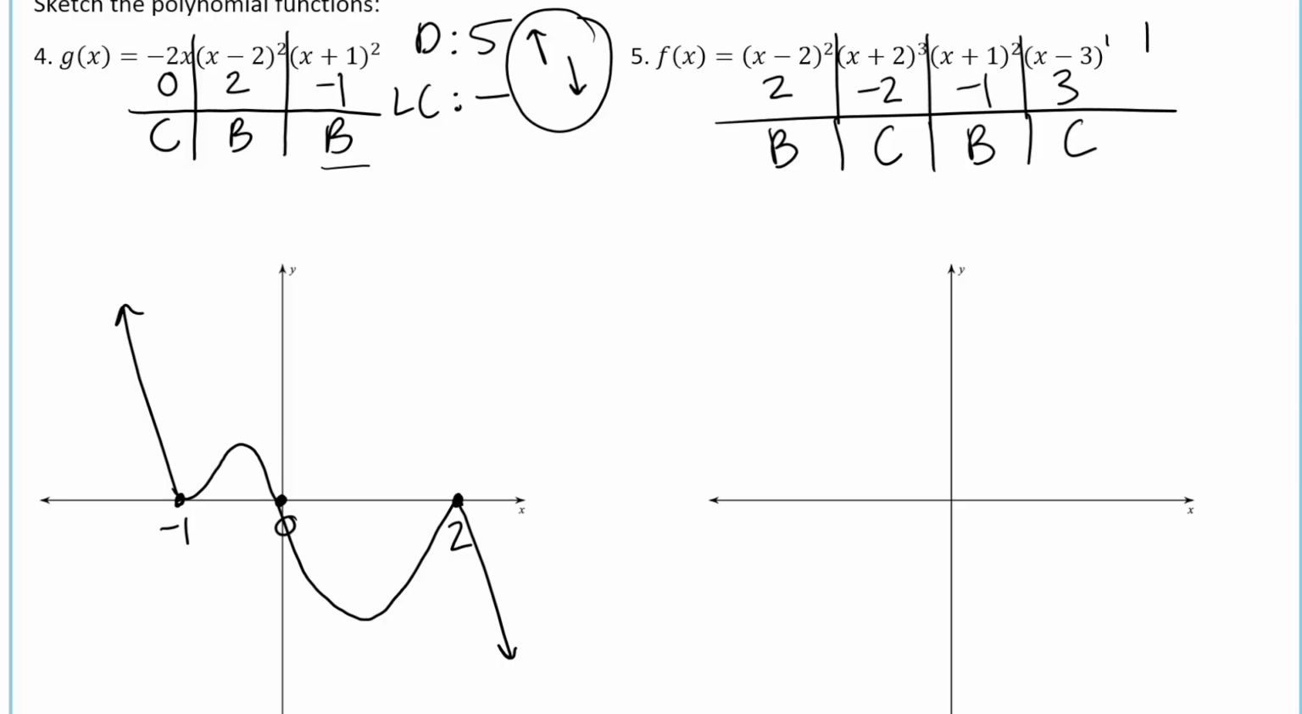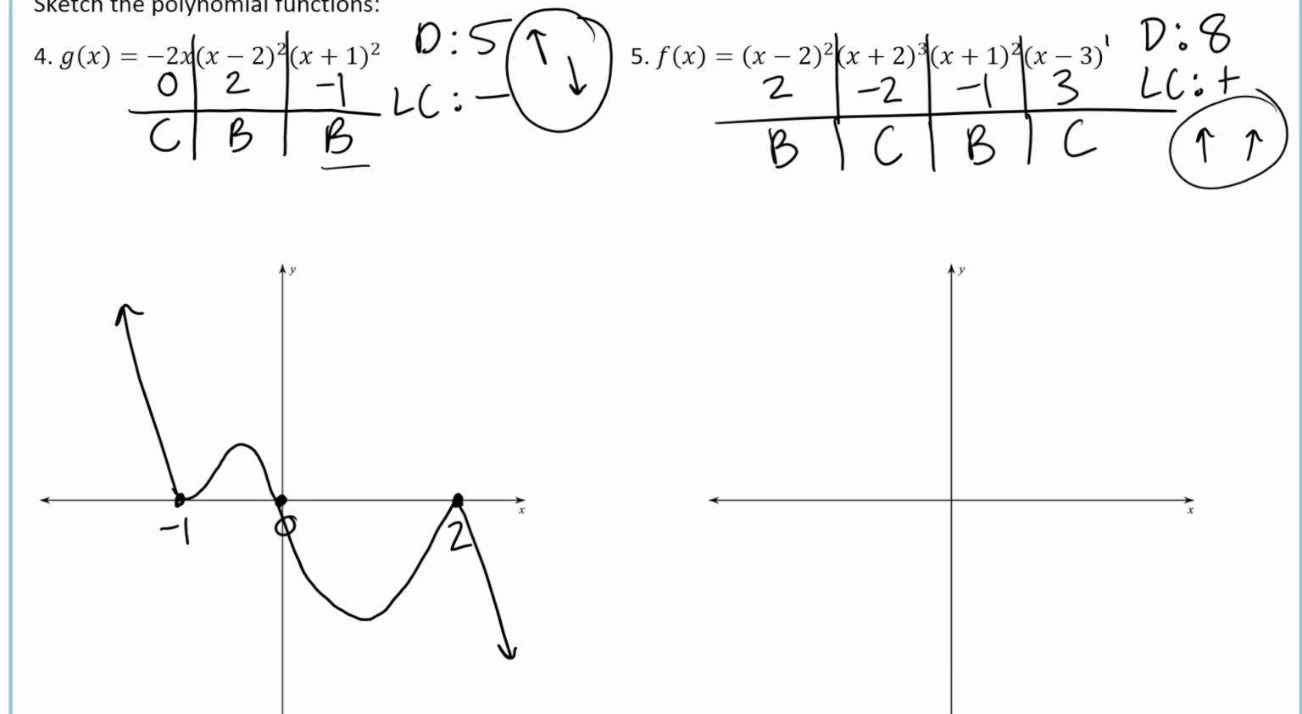The degree of this function, let's add up all the exponents. 2 plus 3 plus 2 plus 1 is 8. And the leading coefficient is positive. 8 is even, so they're pointed in the same direction. Positive means they're pointed in the positive direction, so they're pointed up. Okay, so it should look something like that.